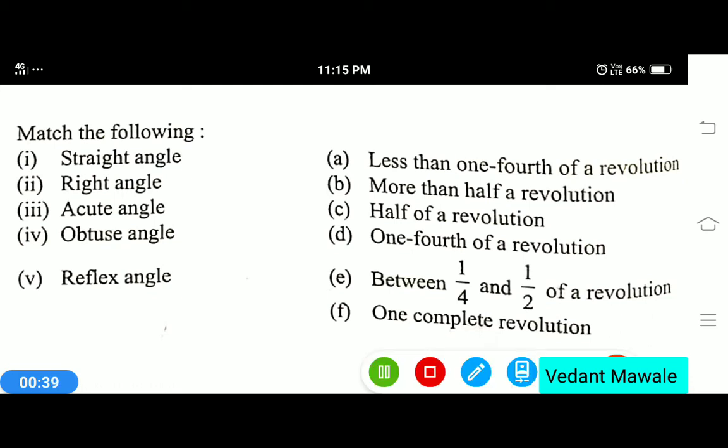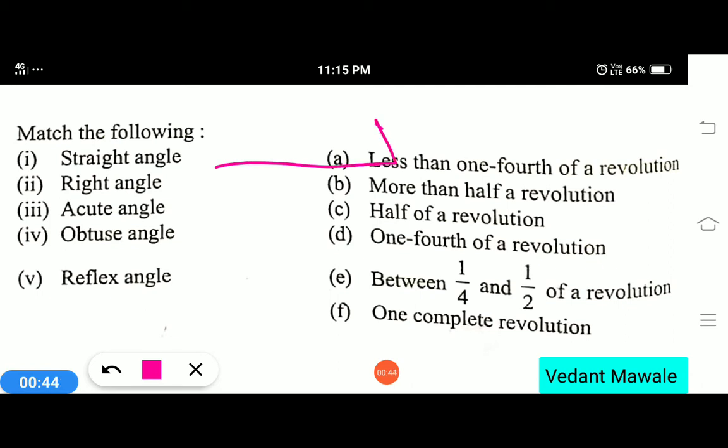So first, let's see how the angles are. The straight angle is a 180 degree angle. Then the right angle is a 90 degree angle. Then the acute angle is less than a 90 degree angle. An obtuse angle is more than a 90 degree angle. Now the reflex angle. The reflex angle is like an acute angle, but it is counted from the other side. Then it is called the reflex angle.